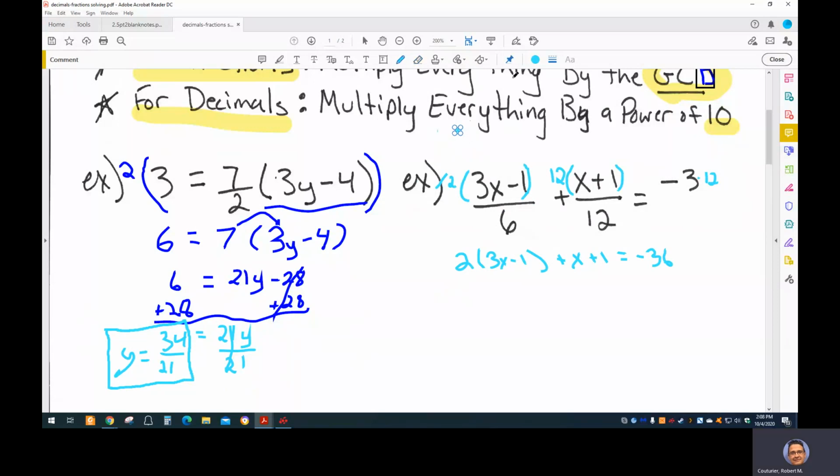So we have to distribute. All right, so we can distribute. I'm going to switch colors. We have a 6x minus 2 plus x plus 1 equals negative 36. We should be saying, hey, I can clean this up too. I've got a 7x, because 6x plus 1x is 7x. And I have a negative 2 and a positive 1, so that's a minus 1.